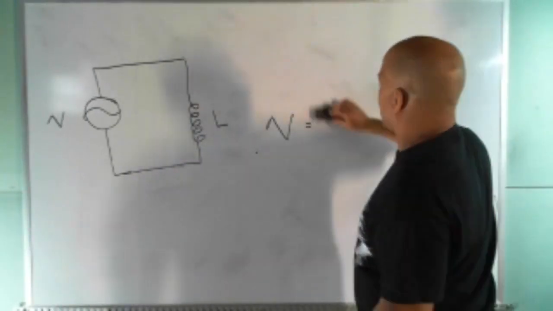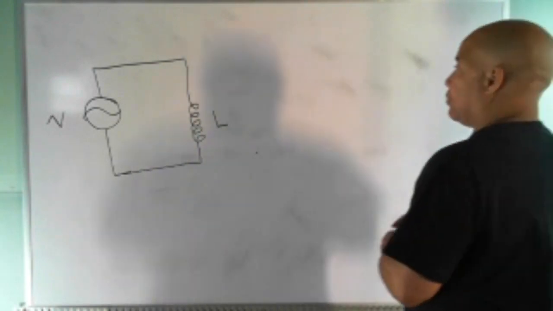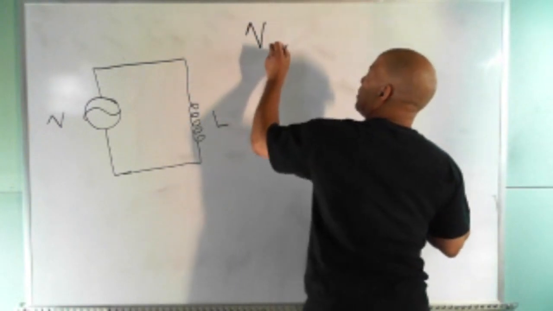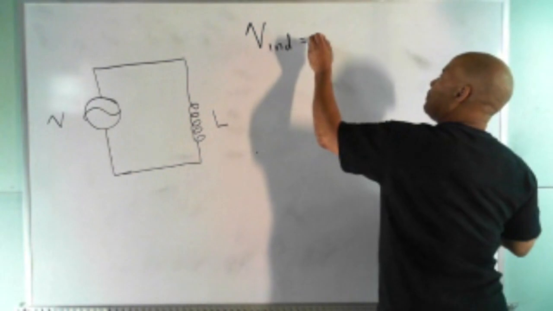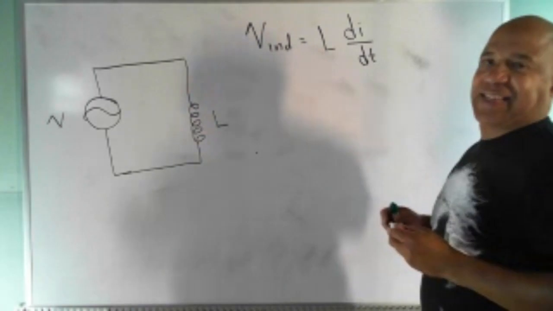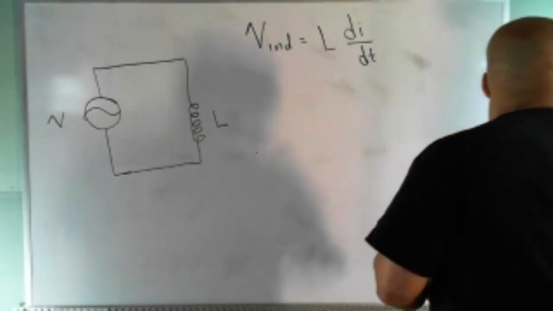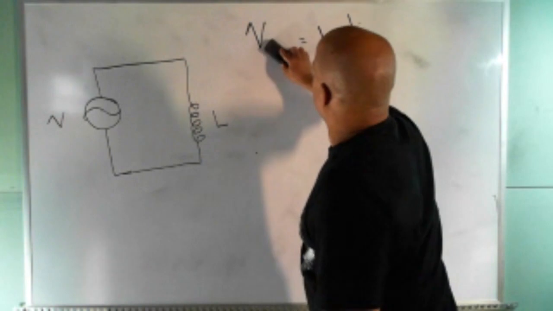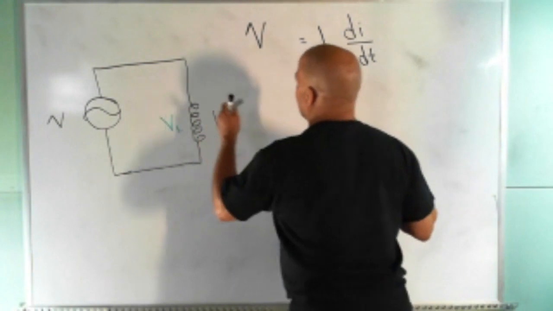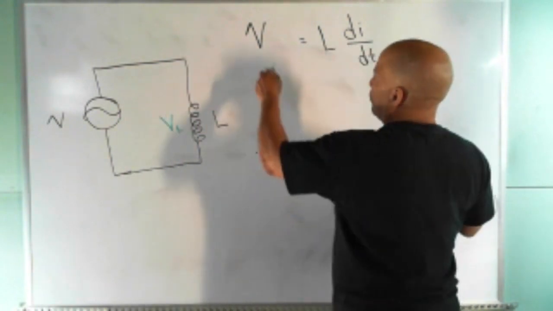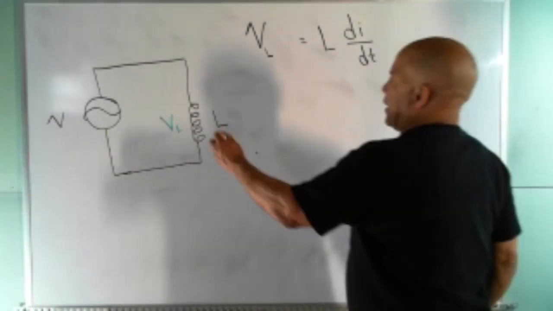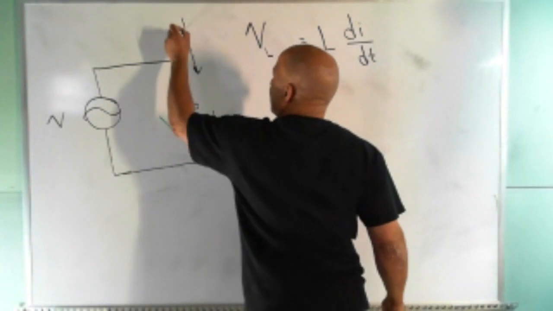All right, so let me move this off to the side. What I want to graph is V induced equals L di dt. So let's look at exactly what we're graphing. I'm going to call this VL, because that's the inductor, and VL will be the voltage across the inductor. So this is VL. And the current flowing into here from VL, we'll call that IL.